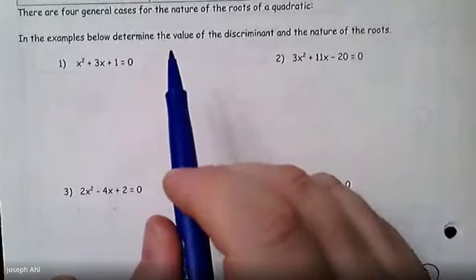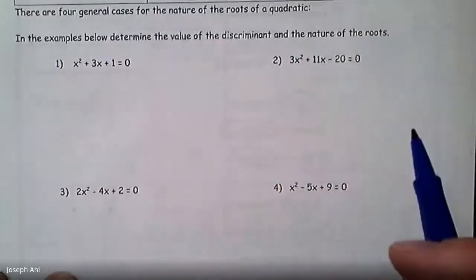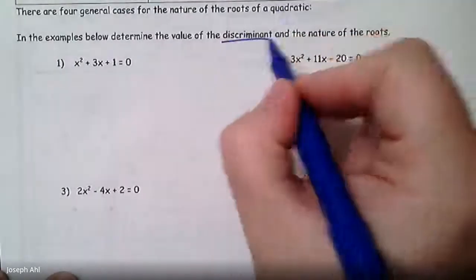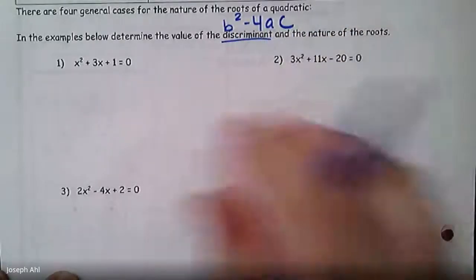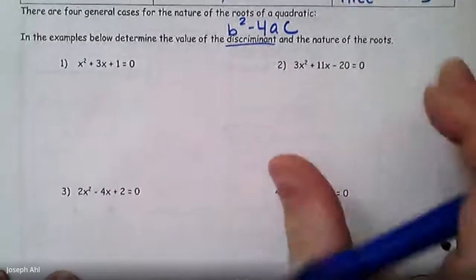In the examples below, it says determine the value for the discriminant and then the nature of the roots. So remember, the value of the discriminant is just the value for b squared minus 4ac. So I'll do a couple of these with you and then let you try a few on your own.